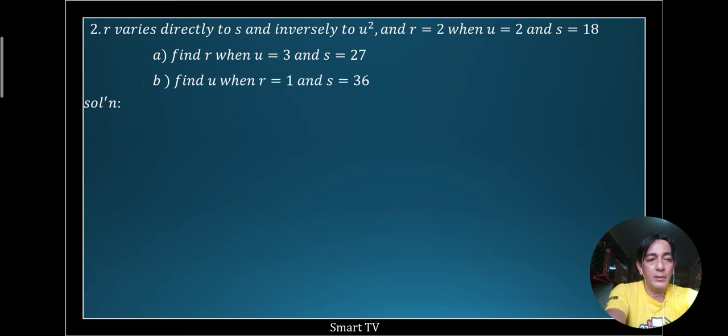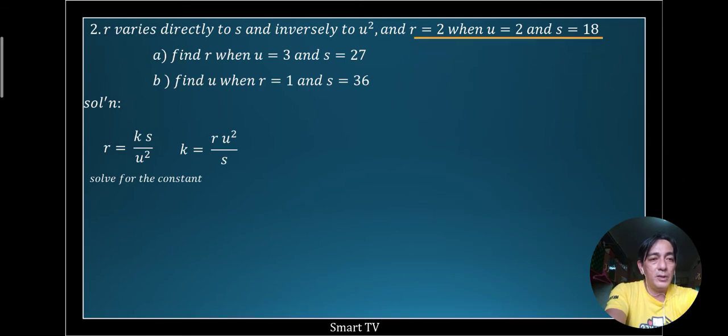So, solution, gaya nung kanina, mathematical equation muna. Since yung constant ay hindi na naman given sa problem, as you read, equation din ang constant. So, yan ang mathematical equation natin base sa statement na R varies directly to S and inversely to U squared. So, equation ng constant now is equal to R U squared over S. So, ang given natin, let us solve for the constant K. Ang given natin is R equals 2 when U is equal to 2 and S is equal to 18. Yan yung per set ng numbers natin.